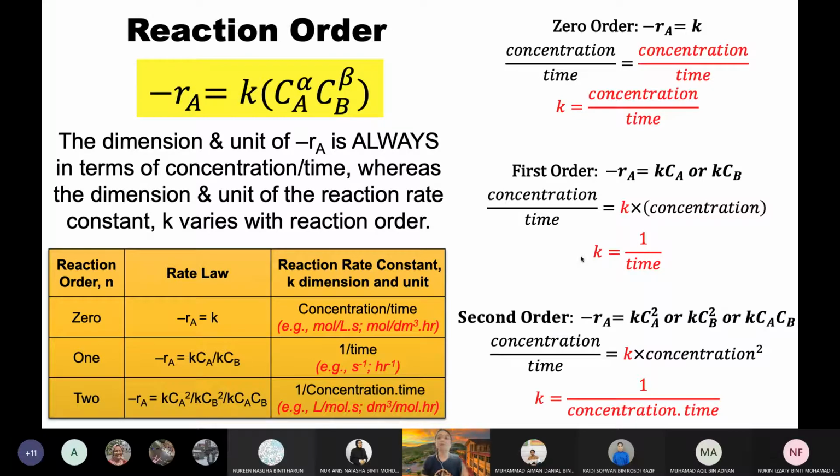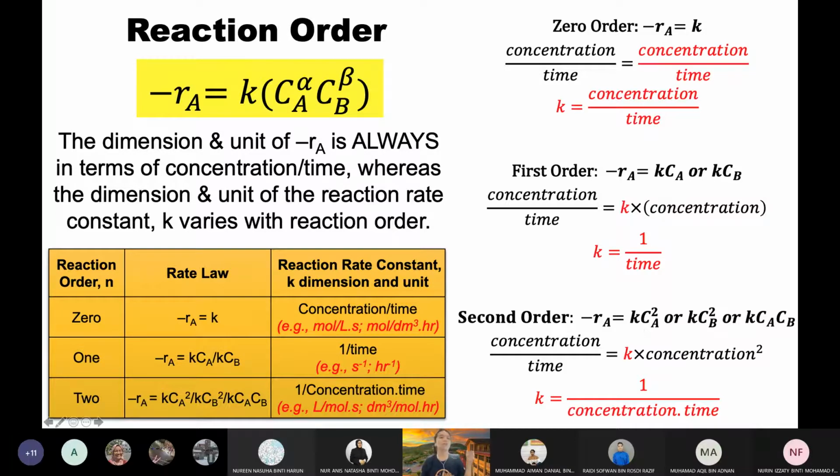Okay. What about second order? Second order has many scenarios, because second order can be minus RA equals KCA power of 2. It can also be KCB power of 2. It can also be KCA CB. Why is it second order? Because CA power 1, CB also power 1, 1 plus 1 is 2, so the total order is still 2. So what happens to the dimension of K?